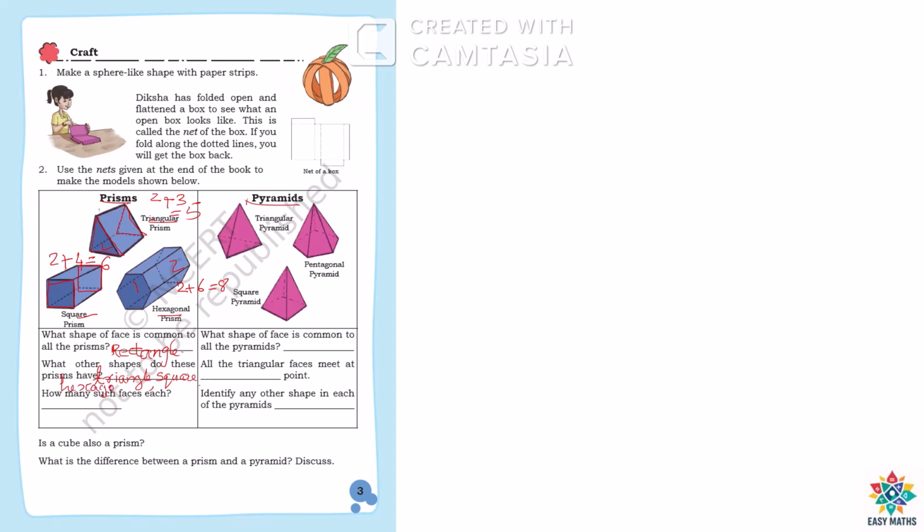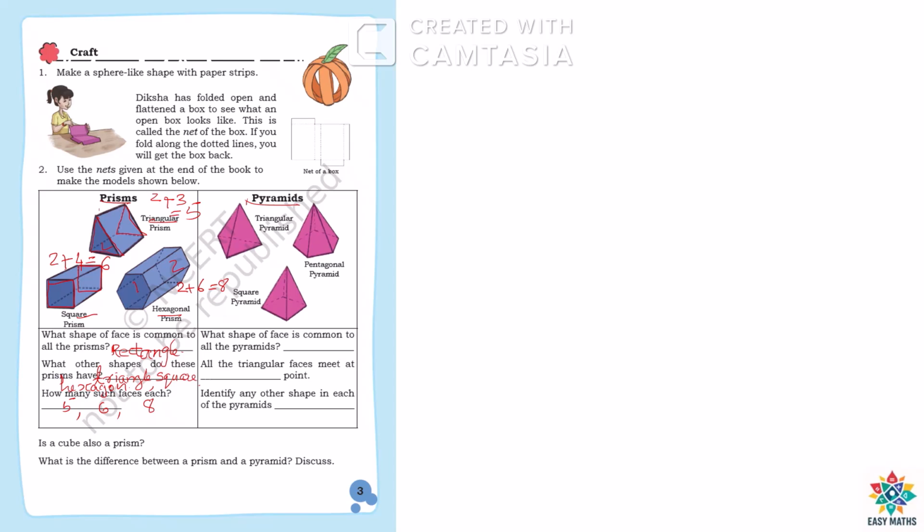Hexagon. Now, how many such faces each? So we have calculated already. First one is having 5. Triangular prism is having 5. Square prism is having 6. And third one, hexagonal prism, is having 8.